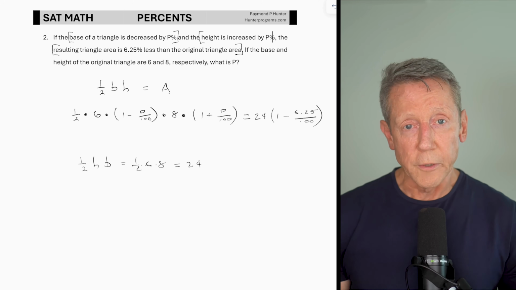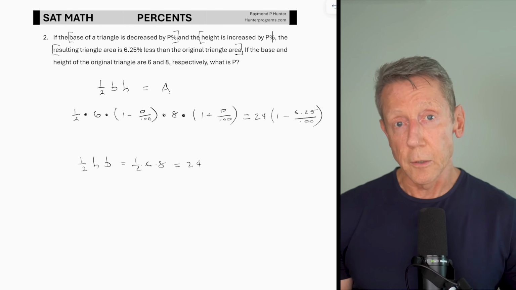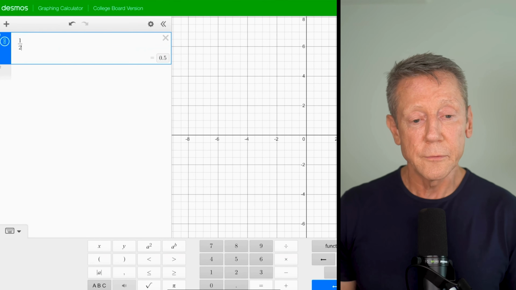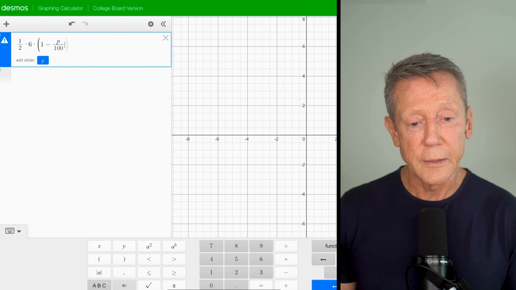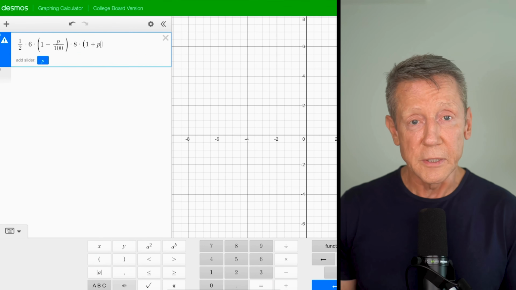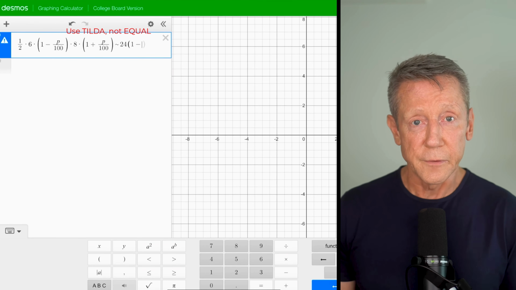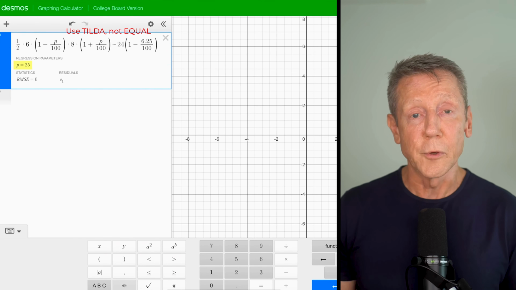So I have one equation, one unknown. At this point, we just feed this into Desmos. So let's head on over to Desmos. I'm going to go ahead and input this into Desmos. So we have 1/2 times 6 times open paren, 1 minus p over 100, close paren, times 8 times open paren, 1 plus p divided by 100, close paren, equals 24 times open paren, 1 minus 6.25 over 100, close paren. There's my answer, 25. Let's go back to the worksheet.